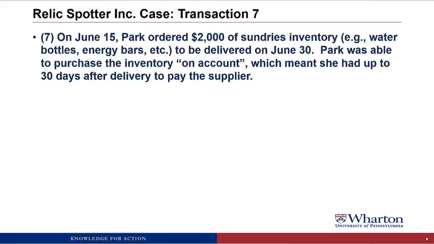On June the 15th, Park ordered $2,000 of sundries inventory, for instance, water bottles, energy bars, etc., to be delivered on June the 30th. Park was able to purchase the inventory on account, which meant she had up to 30 days after delivery to pay the supplier.